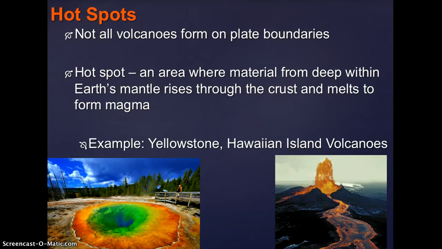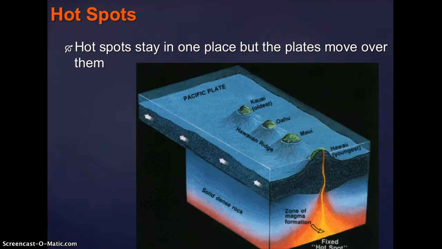Examples of hotspot volcanoes are Yellowstone, which is pictured on the left, and the Hawaiian Island volcanoes. Kilauea, which is a volcano on the Hawaiian Islands, is on the right. Hotspots do not move, even though it may seem like they do. The plates are moving over the hotspot.